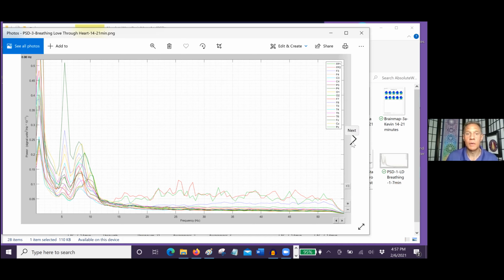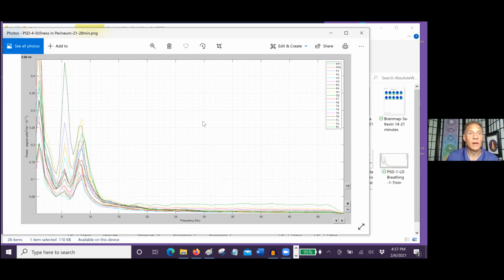All right, now we go on. Here's the stillness section. And in stillness, you'll see that high delta, very high theta here, right about 6. And then the low alpha, actually a higher theta and then a low alpha here. And pretty much everything else is pretty quiet.